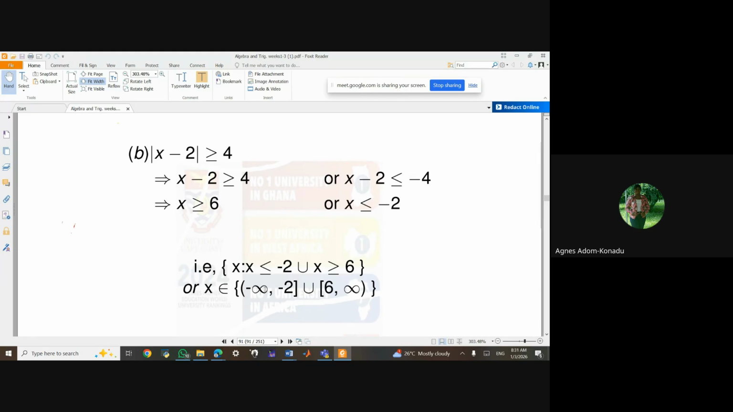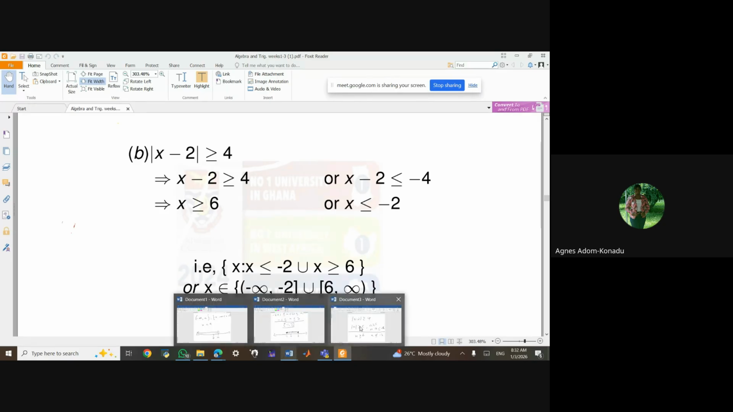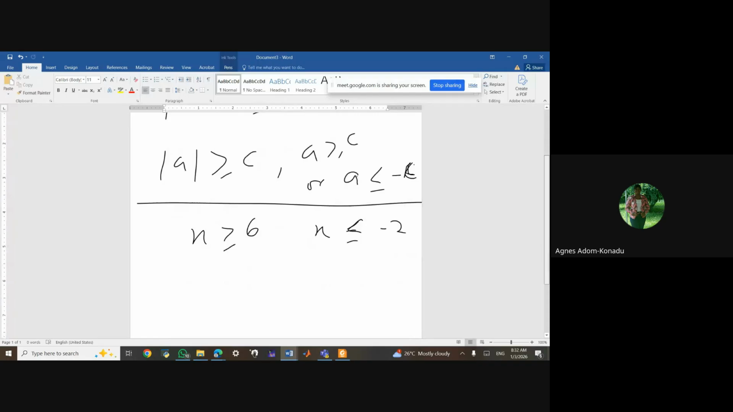Or you can write it as an interval. The interval notation will be x in the set negative infinity, and then you have the negative 2 closed. Okay. Union, then you have the 6 and then positive infinity. So let's represent it on a number line. Okay, so we are getting something like this.